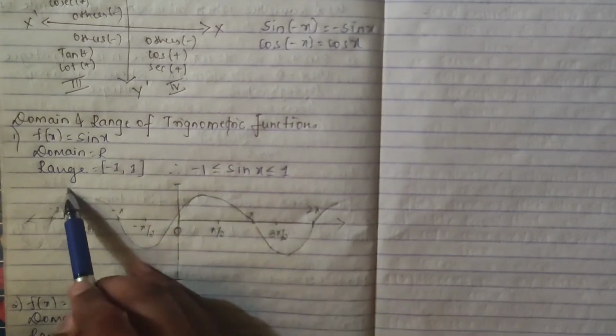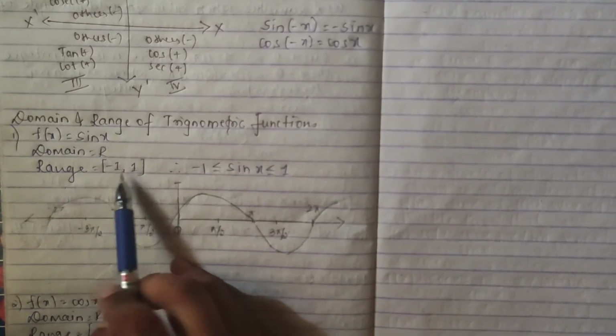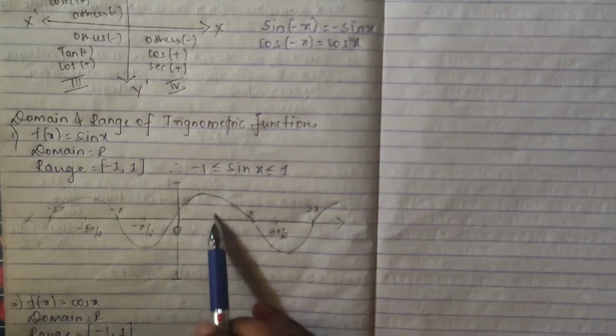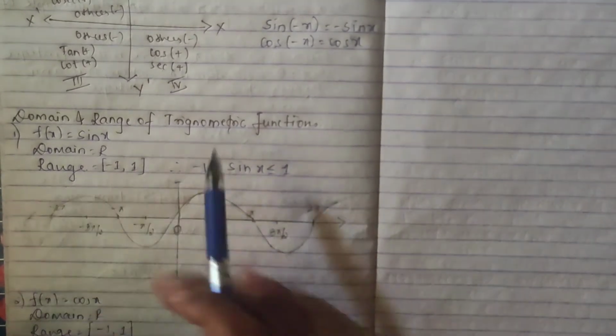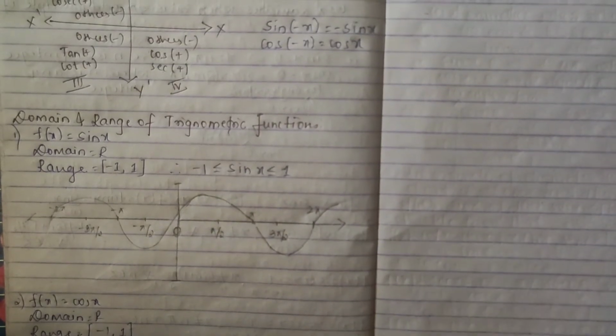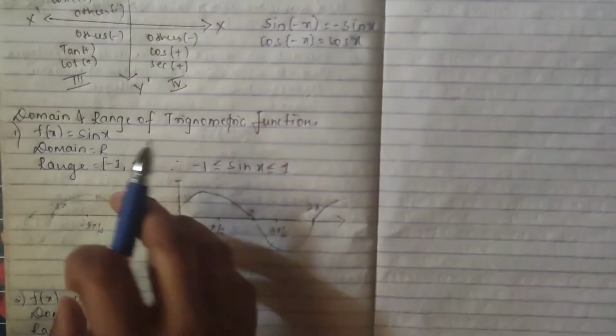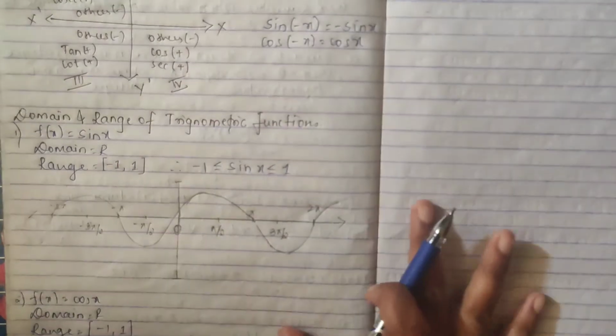The range will be what? It lies between -1 to 1. If you consider a triangle, your positive side and negative side both get involved in your sin x, and the same with your cos x.